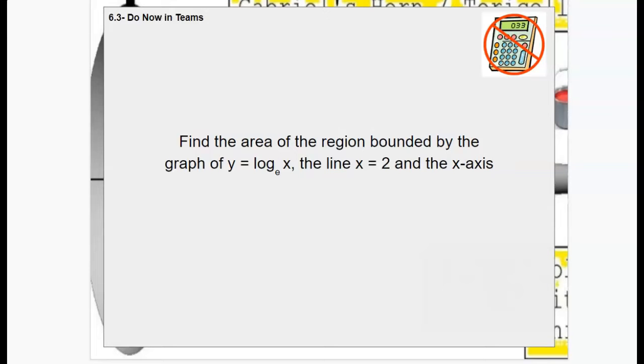Okay, for our final remote learning lesson, this should be a quick video. So first thing I want you to do is just have a go at this, finding the area of the region bounded by the graph y equals log x, the line x equals 2 and the x-axis, and try and do that by hand. There is a way to do it, but you'll have to think back to the very beginning of integration and a little example that we looked at and then haven't looked at since. Have a go, and then we'll talk about it in a second.